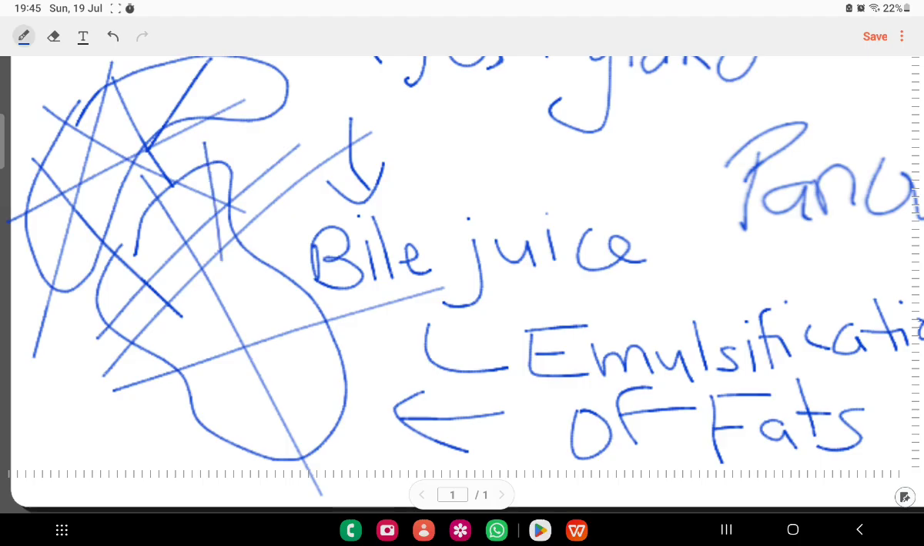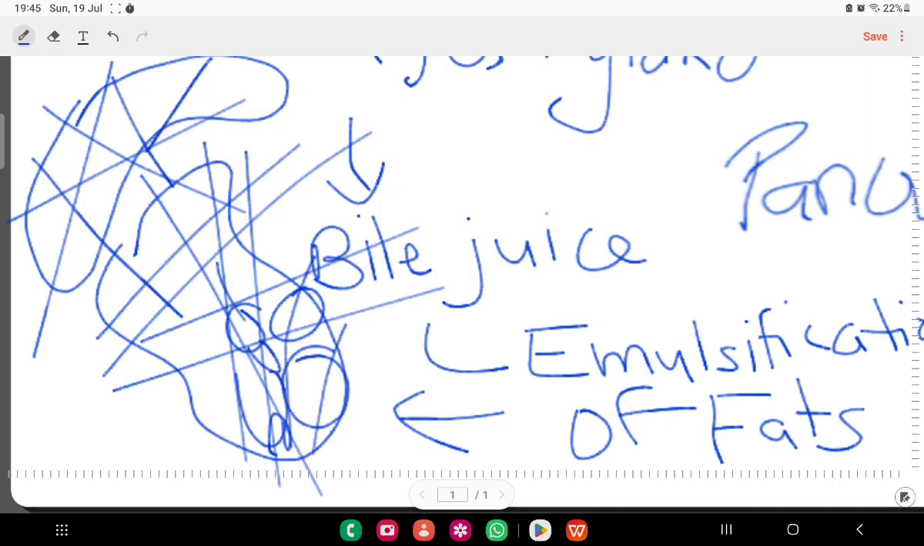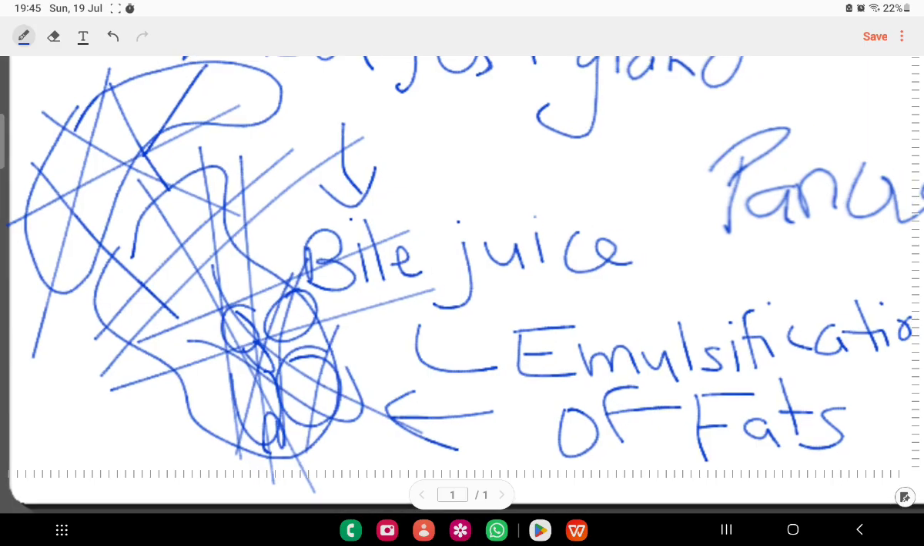I am playing Fruit Ninja into smaller and sometimes even smaller fat globules.